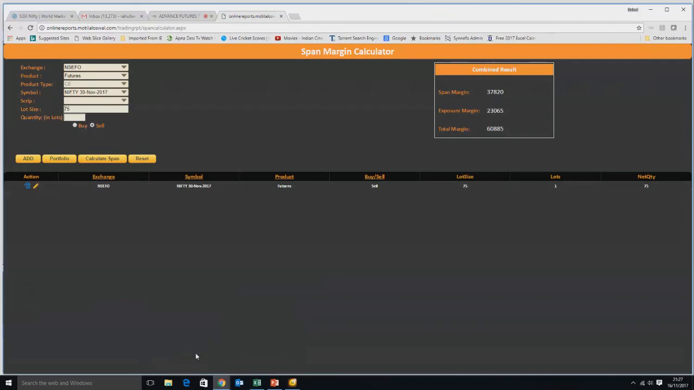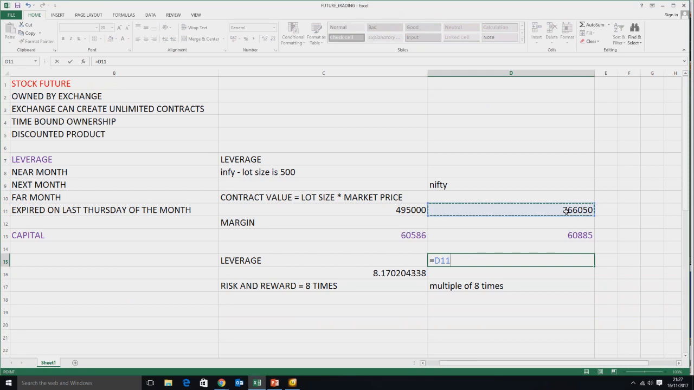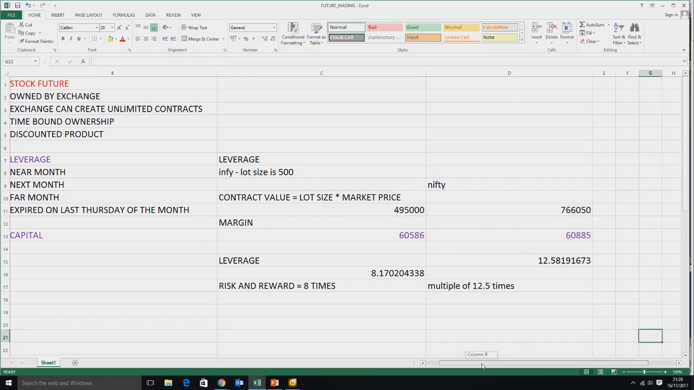Again, I have to see 60,885. So again, I go back to my sheet, 60,885. My leverage here will be equal to my contract value divided by my margin blocked, which is something around 12.5. So I have a multiple of 12.5 as leverage in Nifty, right? This is how you calculate the leverage, based on what the contract value is.